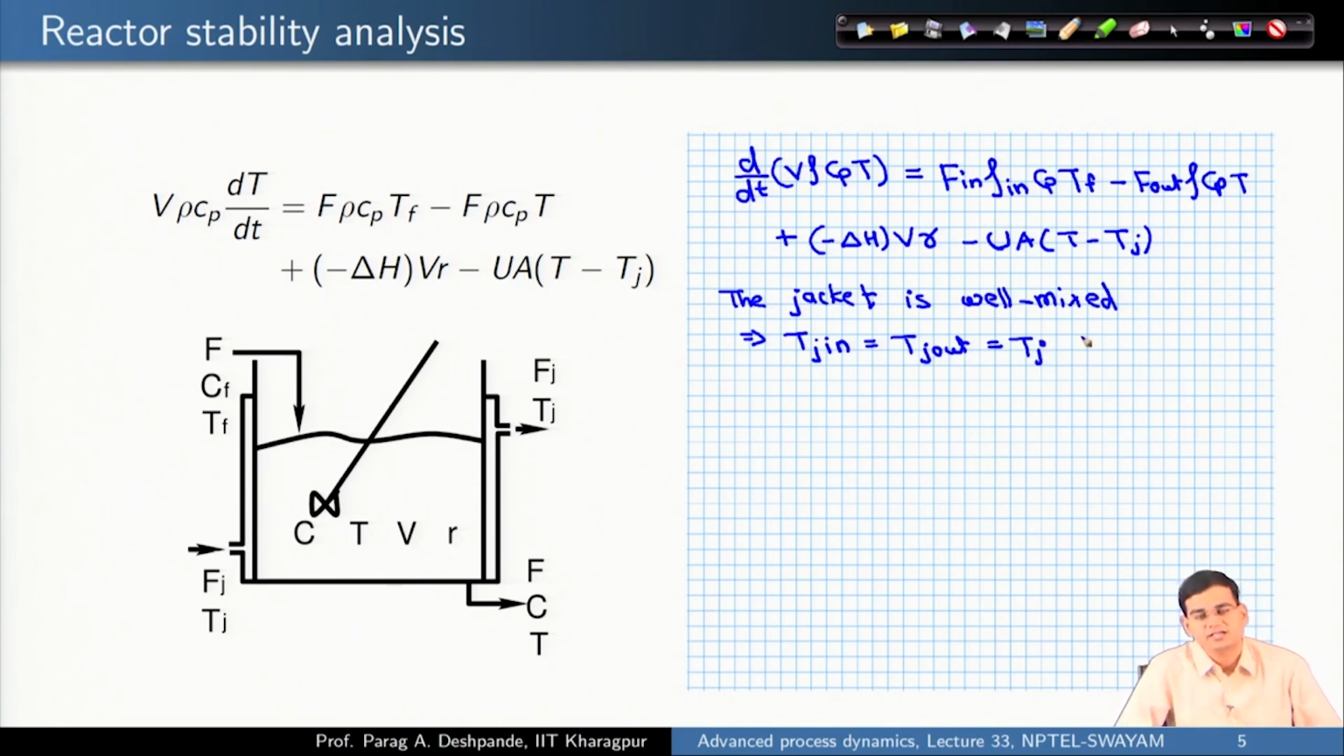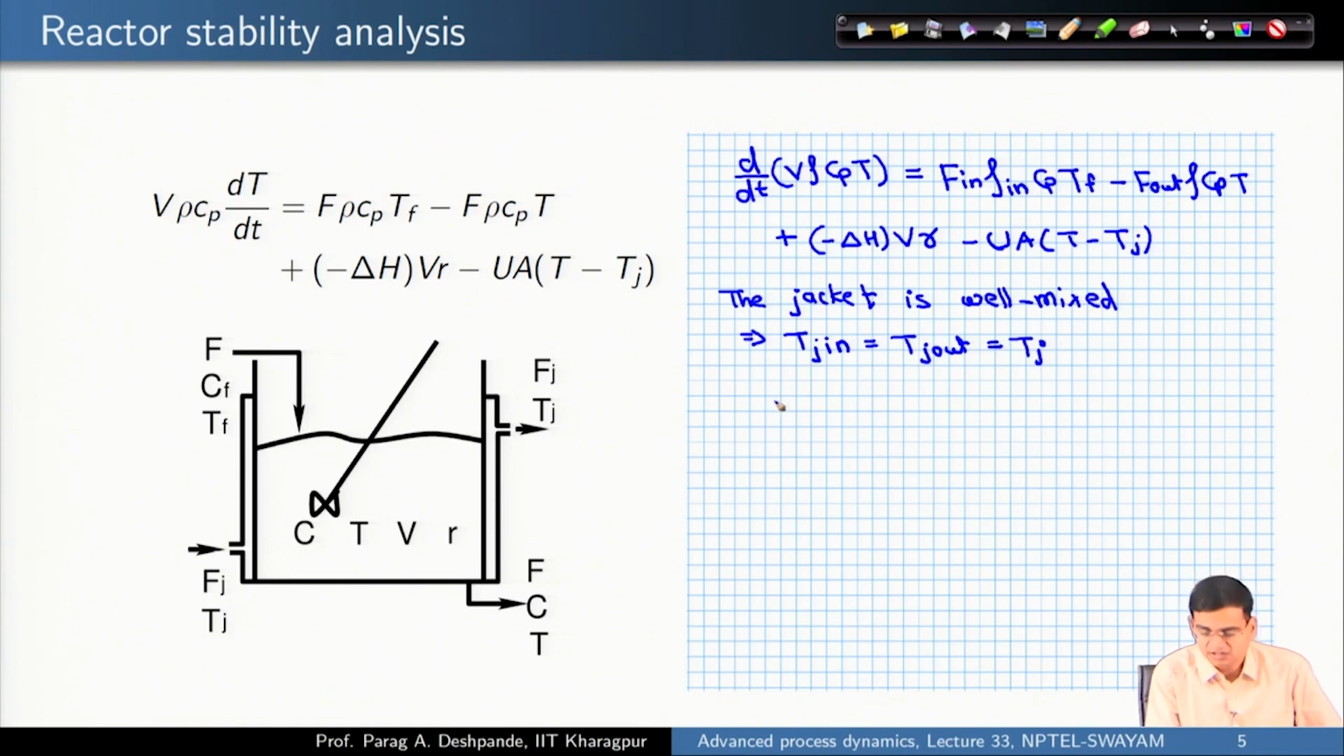Let me say it again, that the contents of the jacket have been assumed to be perfectly mixed, which means that there will not be any spatial gradients of temperature of the jacket fluid inside the jacket, and therefore, T j in has been assumed to be equal to T j out, which has been now denoted as T j.